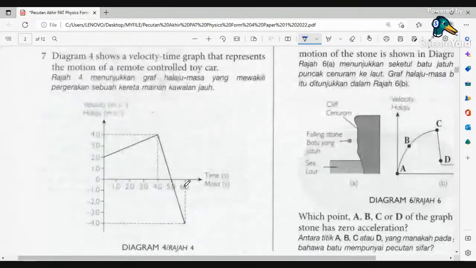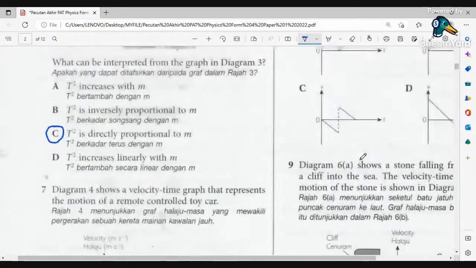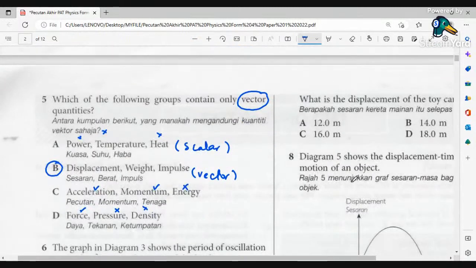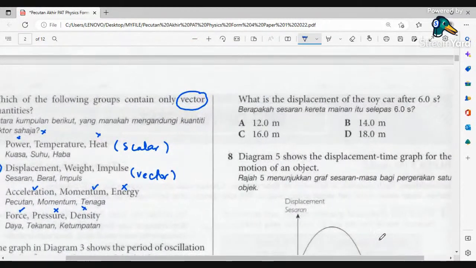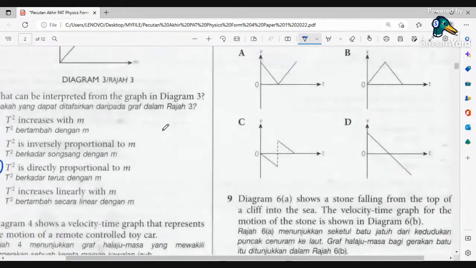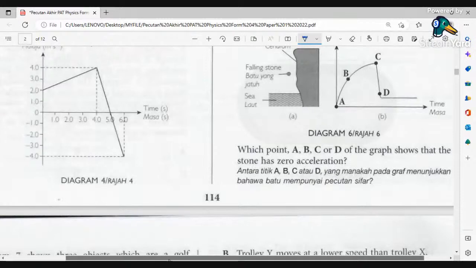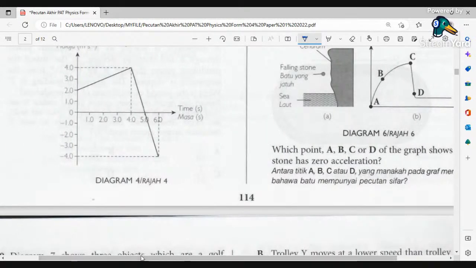Okay, number 7. Diagram 4 shows a velocity-time graph that represents the motion of a remote control toy car. This is a VT graph, velocity against time. Okay, the question is, what is the displacement of the toy car after 6 seconds? Okay, let's find where is 6 seconds. After 6 seconds means the whole motion.